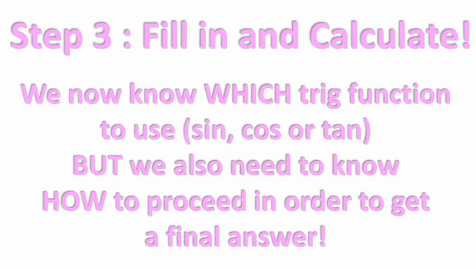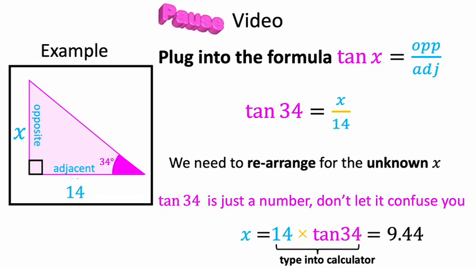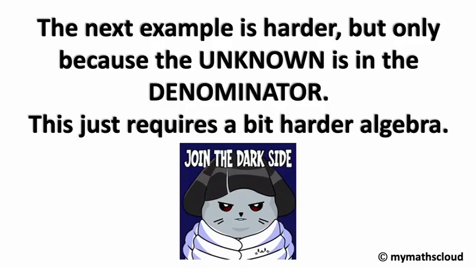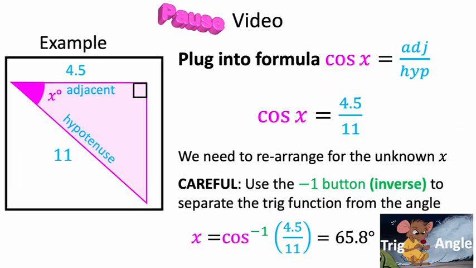Last comes the calculations, all they do tease. It's algebra to rearrange one of these. Just simply get the unknown alone to please. It's a little harder when the unknown is below. Rearrange twice to hit go. Only multiply and divide though. Unknown angle, inverse will untangle.